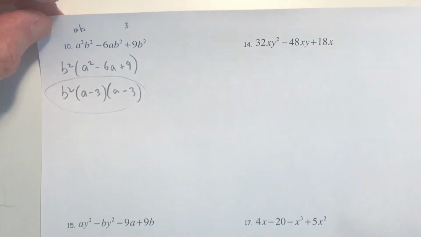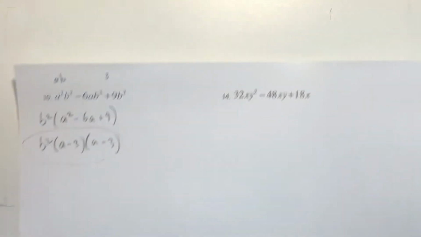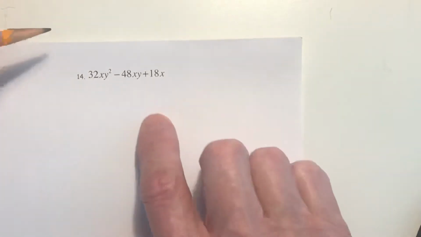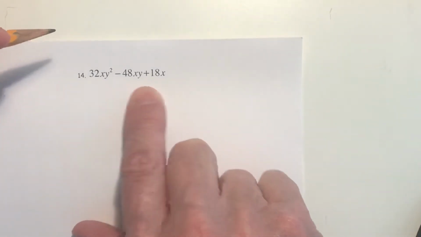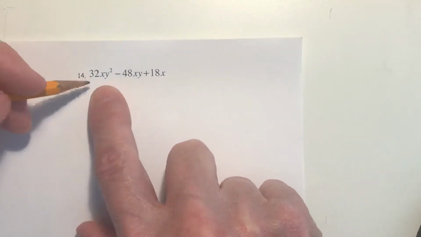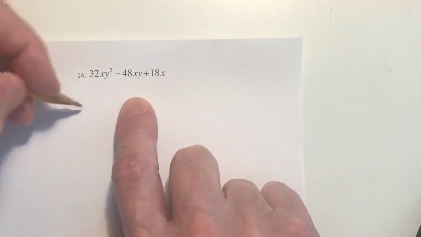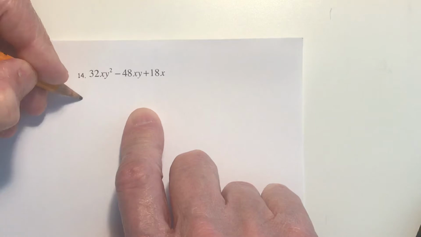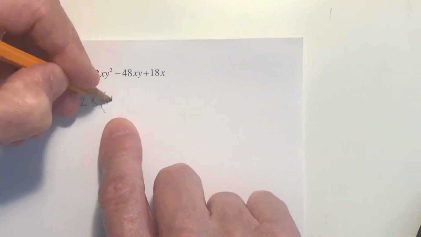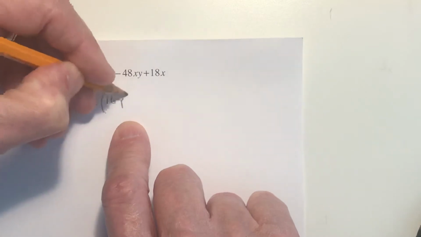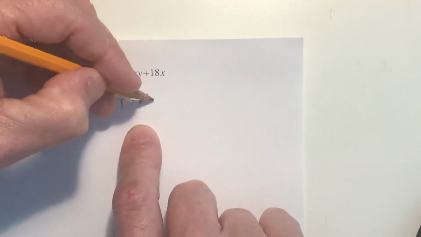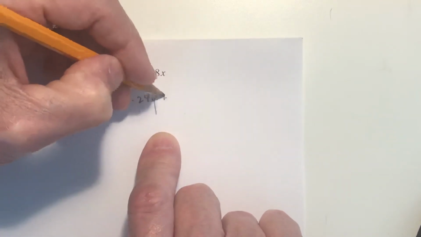Okay, number, some numbers got erased. That's okay. I edited this and I forgot to change the numbering. I see an X coming out of all 3 of these, and also a 2. If I factor out 2x, you get 16y squared minus 24y plus 9.